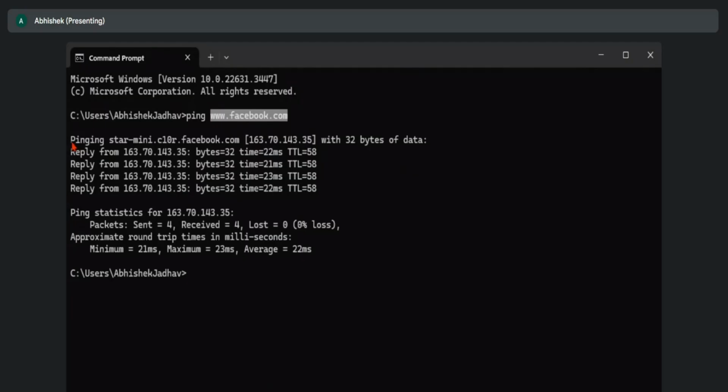Now, if you see here, it is trying to ping star-mini.c10r.facebook.com, and the IP address is this, right, with 32 bytes of data. So that's different. You try to ping www.facebook.com, but it's going to star-mini.c10r.facebook.com. Why? The reason being, facebook.com is hosted on the CNAME star-mini.